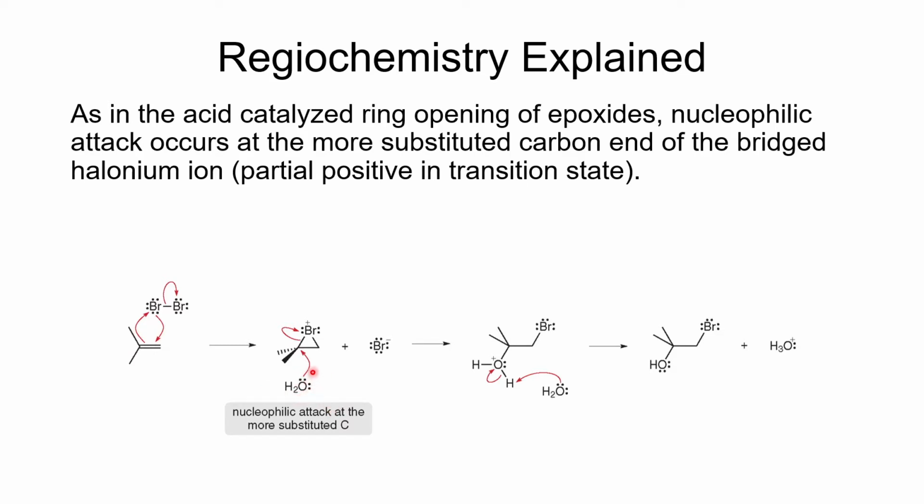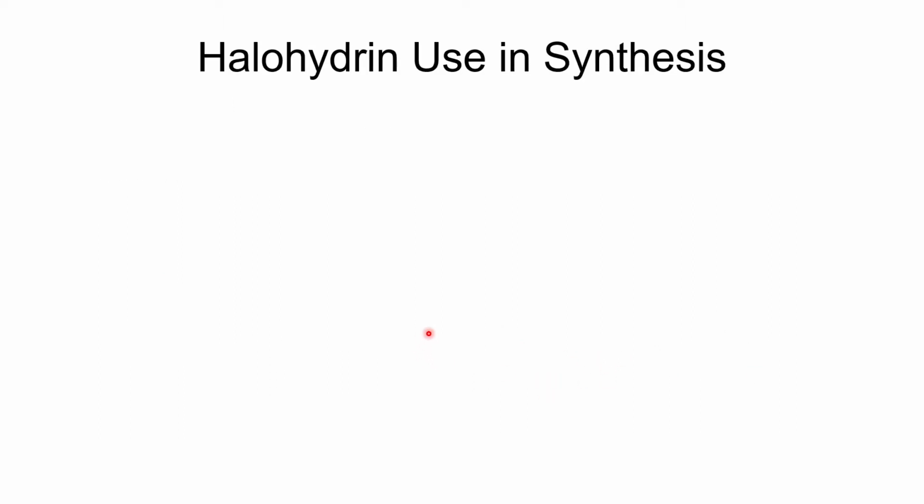That nucleophile comes in, and because of the nature of this ion, when we're forming that new bond, we do get a partial positive charge on that carbon. And since that carbon is more substituted, that means that we're going to end up with the nucleophile going to the more substituted carbon. And then we have that deprotonation step that we see in lots of other reactions.